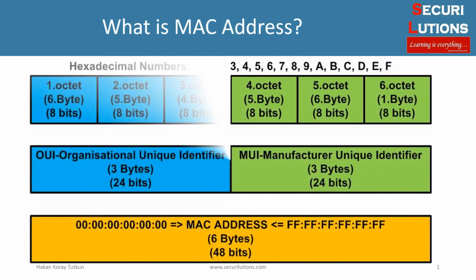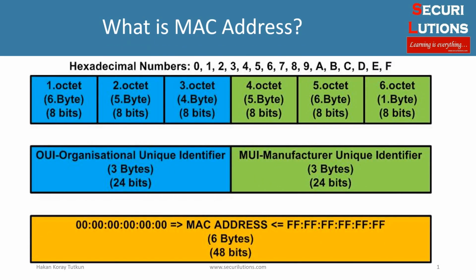MAC address, Media Access Control Address, is a unique address that helps identify the network hardware of a device on a network. Without exception, all devices connected to the Internet with the help of network hardware have a unique and unchangeable MAC address. A MAC address is also called a physical address or hardware address.